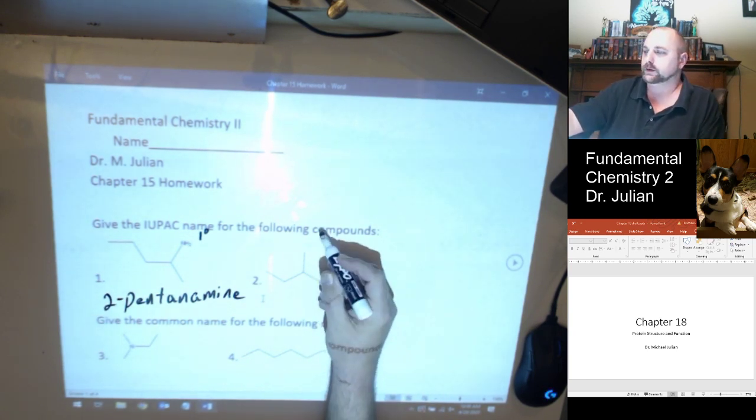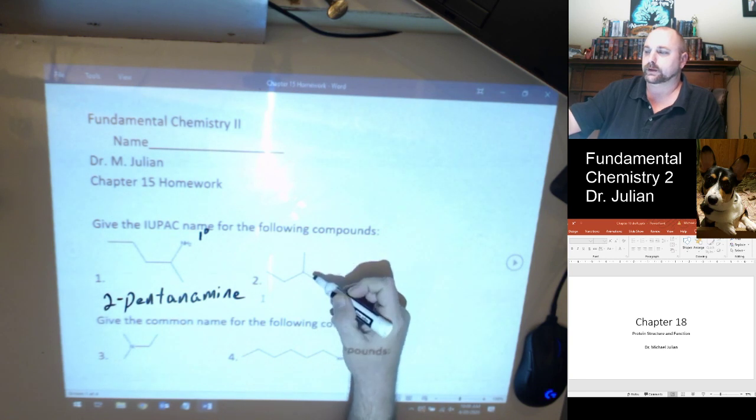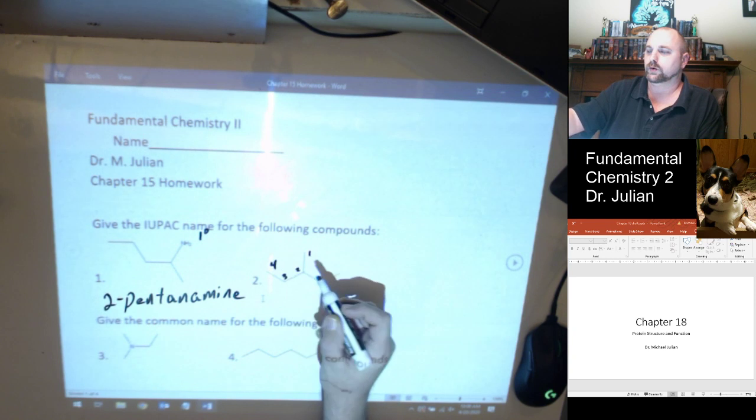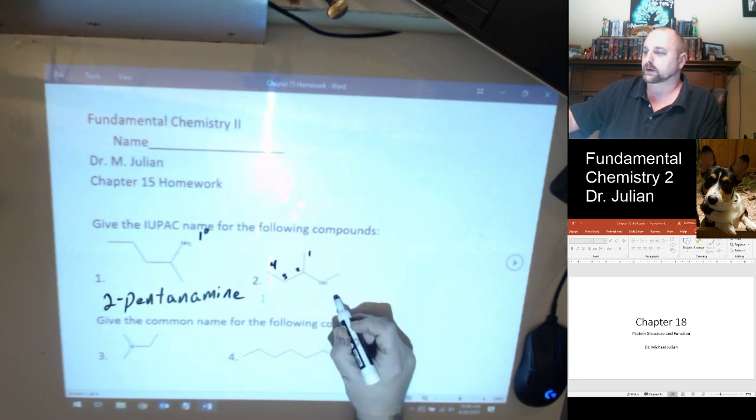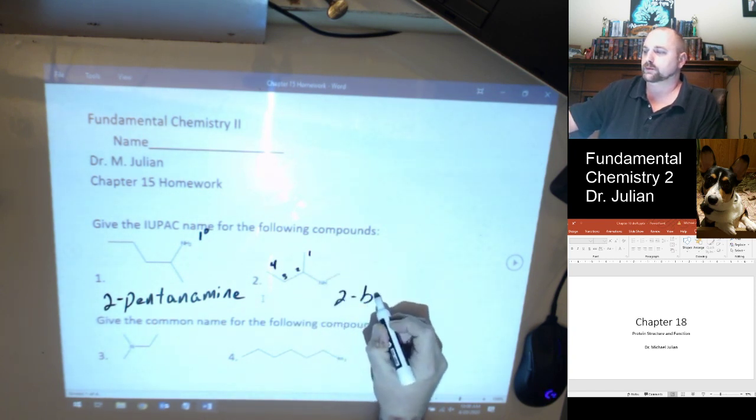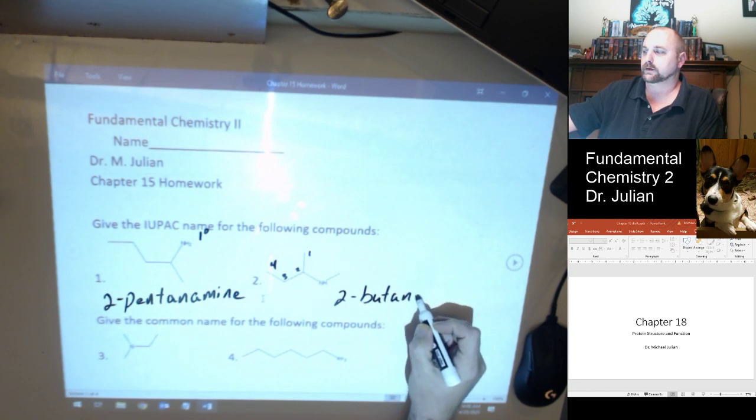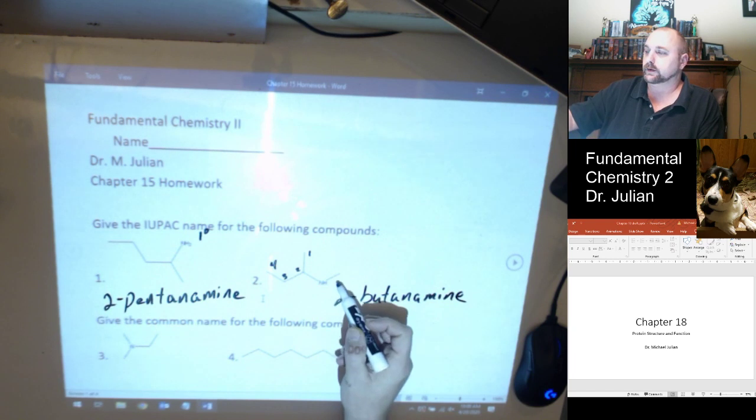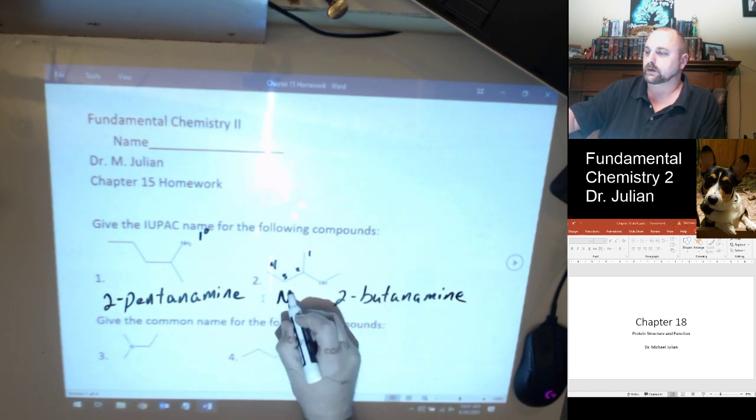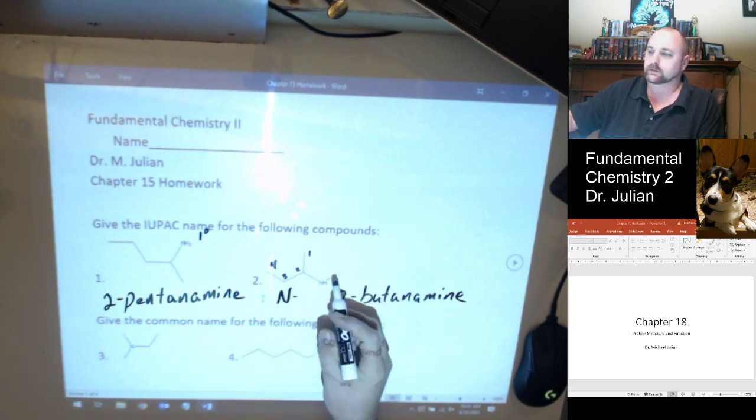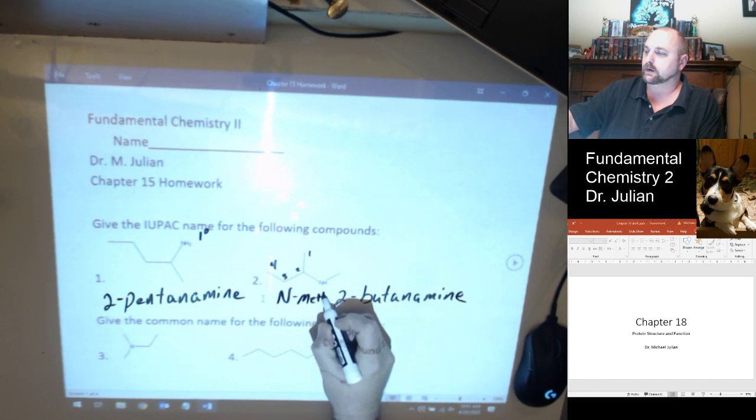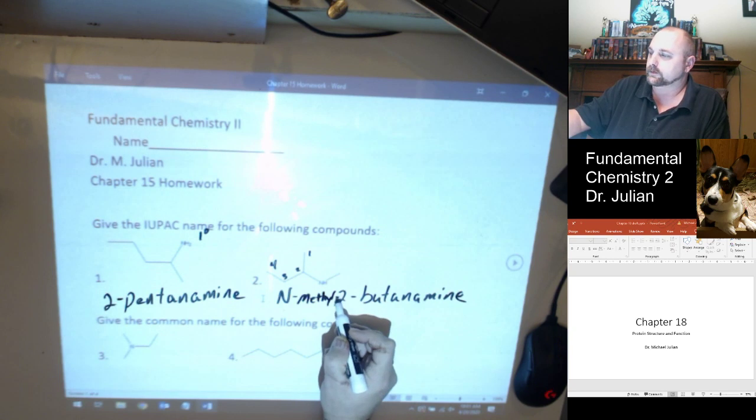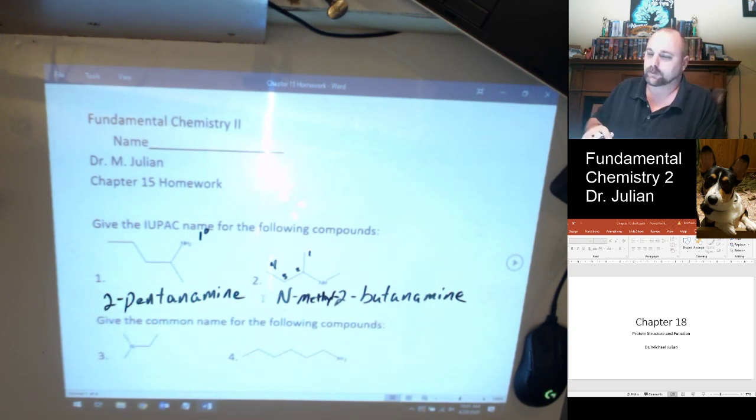And then this one, remember, it doesn't have to be attached at 1 under IUPAC. 2, 3, 4. So this would be 2-butanamine, and it has a methyl group on that end, so N-methyl-2-butanamine. All right, so dash between the methyl and the 2.